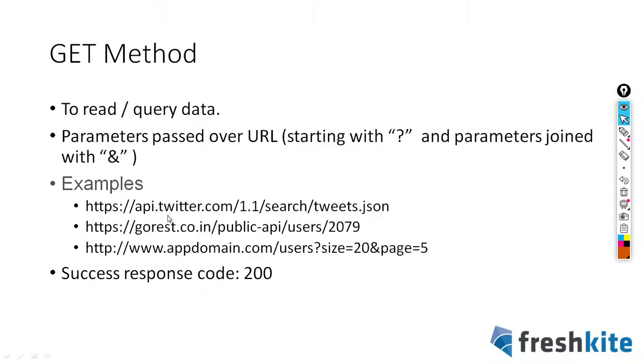Twitter also provides you an API. They are all publicly available, and you can use their APIs. Some APIs you have to pay for. When you pay, they give you an API key, and using the API key, you can access their data. The success response code used is 200, which you already know.